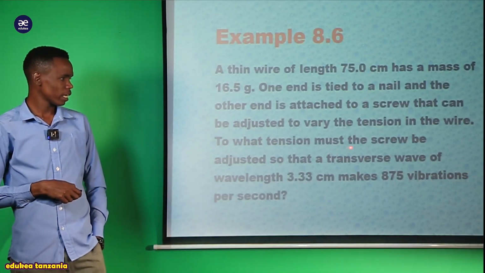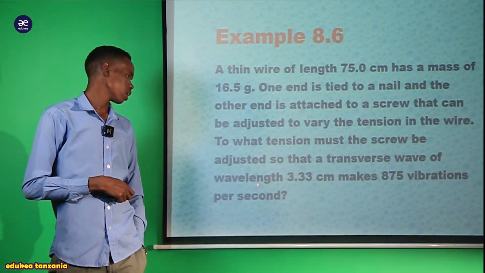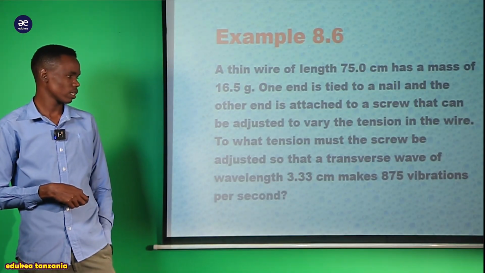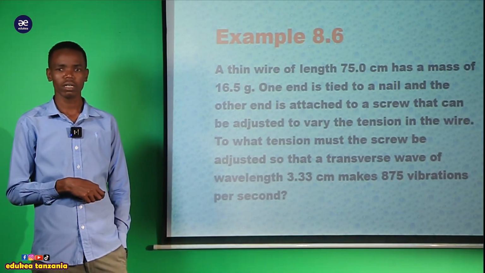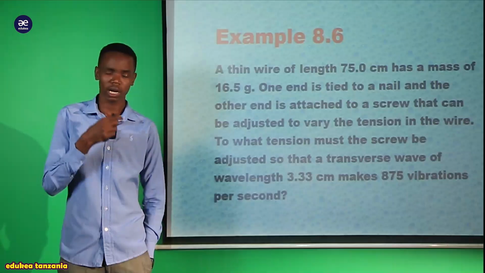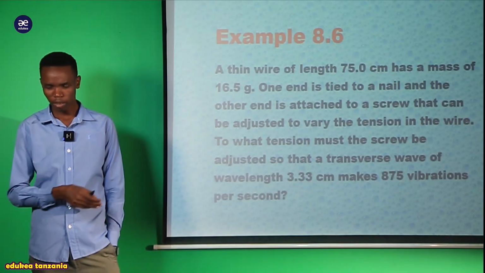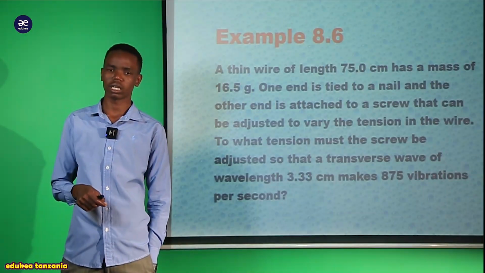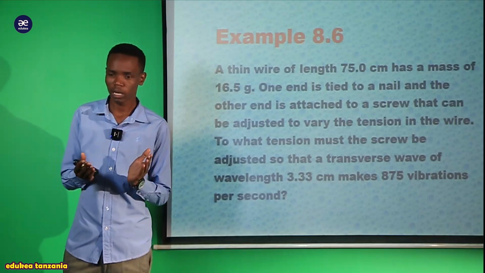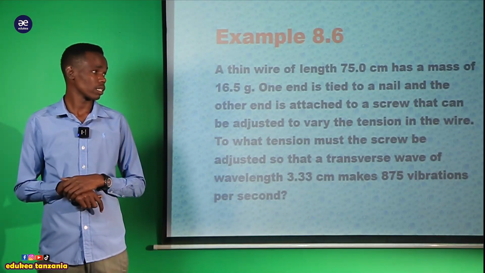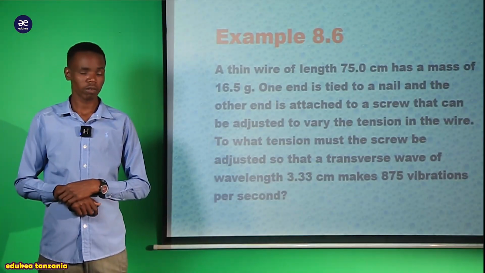So to what tension must the screw be adjusted so that transverse waves of wavelength 3.33 centimeter make 875 vibrations per second? That is what we have been asked in this discussion: we have a thin wire with a length equal to 75 centimeter and a mass equal to 16.5 gram.